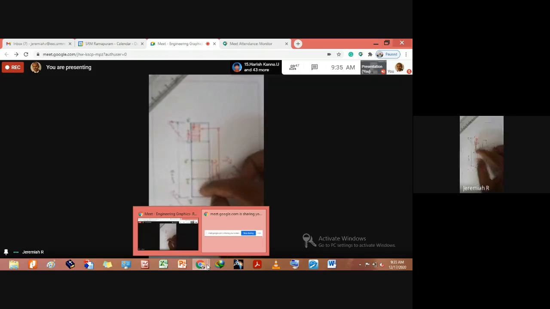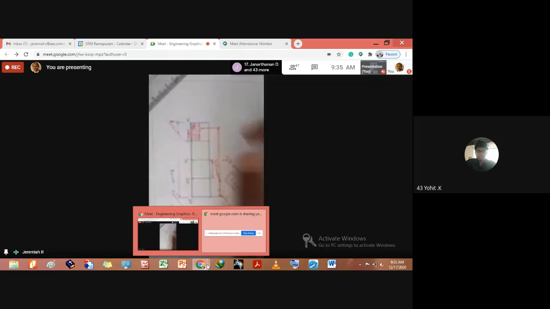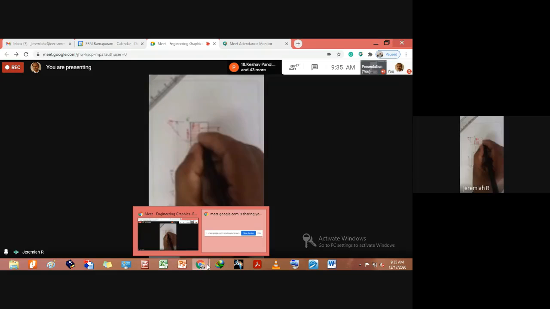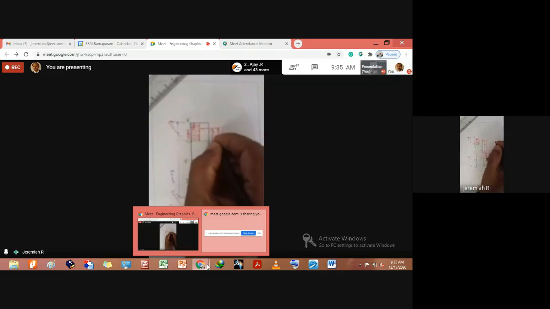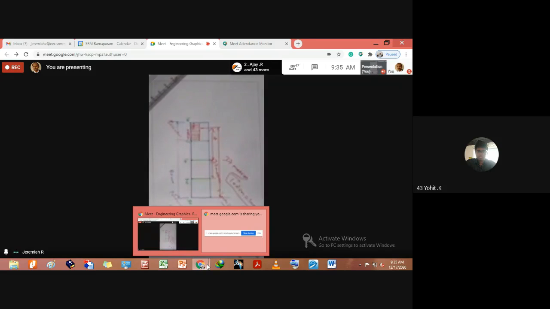This is the second division, this is the main division. On this side we are not divided into 7, so we cannot mark it. We have to take from this side only. If it is 17 meters, from this it is 17 meters, so draw a line here. So this is 17 meters, like that you have to mention.